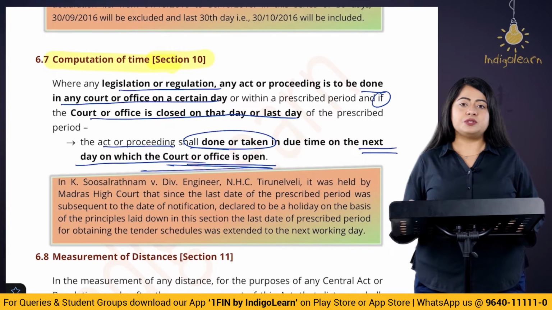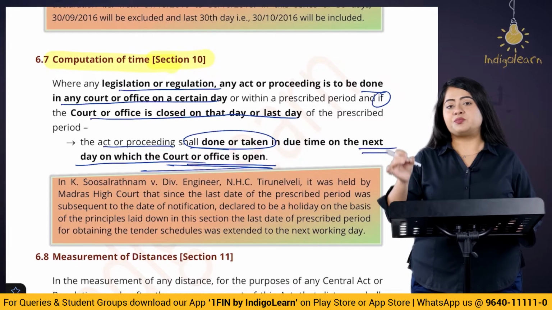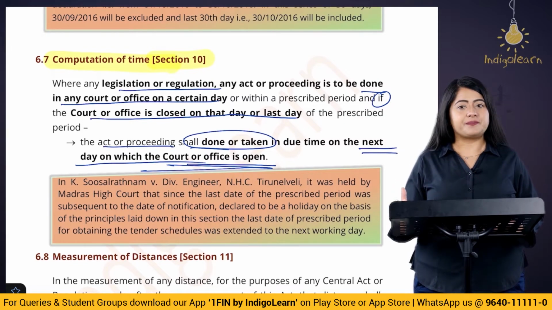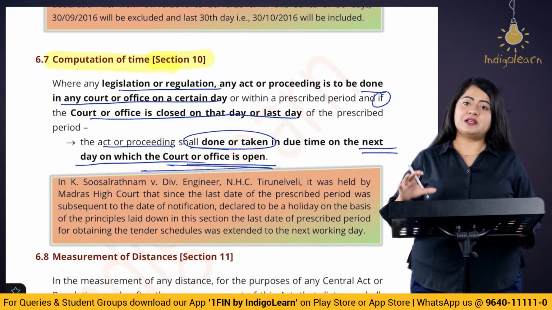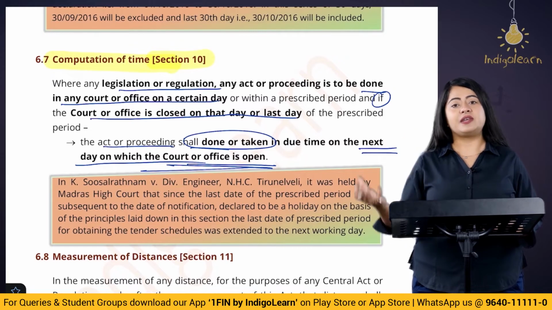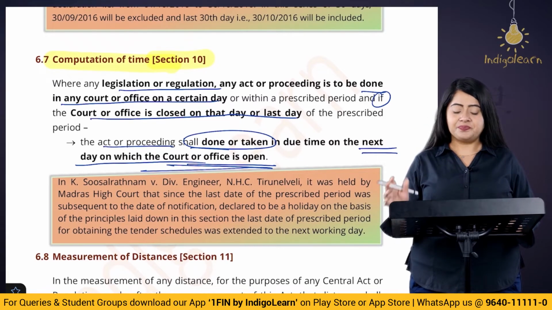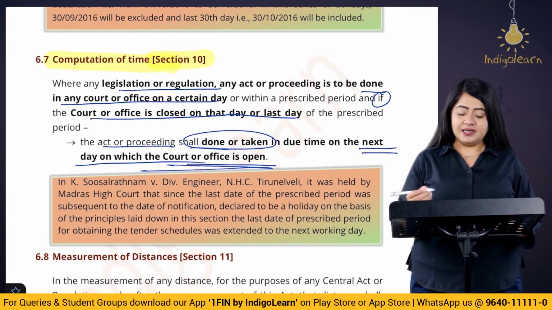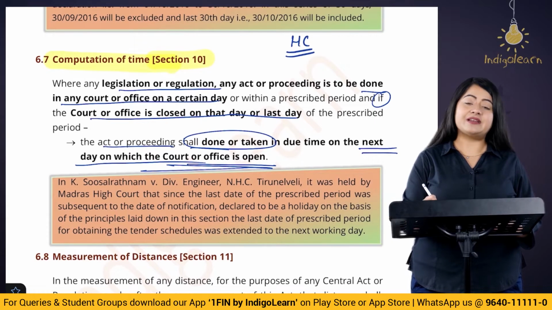So suppose there is a proceeding that has to happen in the court or in the office, and on that day when the proceeding has to happen, there is a public holiday and the court is closed. In that case, we will consider that proceeding to happen on the next day when the court is open. Simple. Now let's try to understand this with a small example. Suppose in the High Court there is a hearing that has to happen.